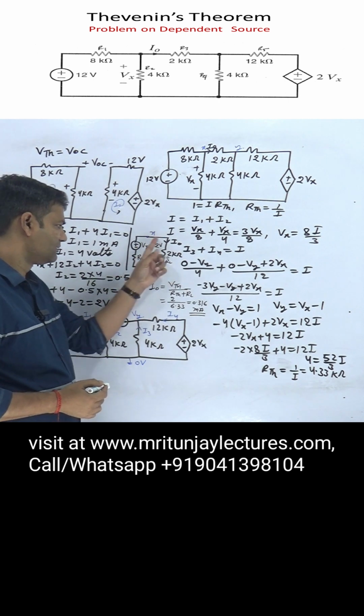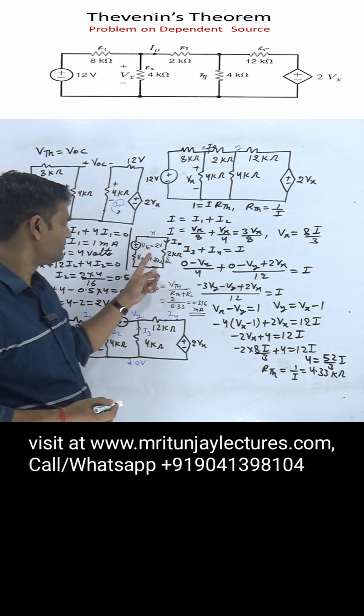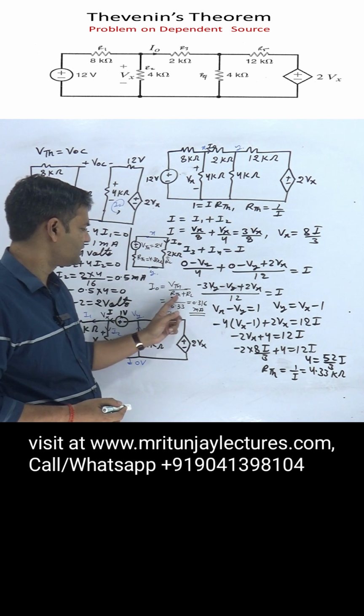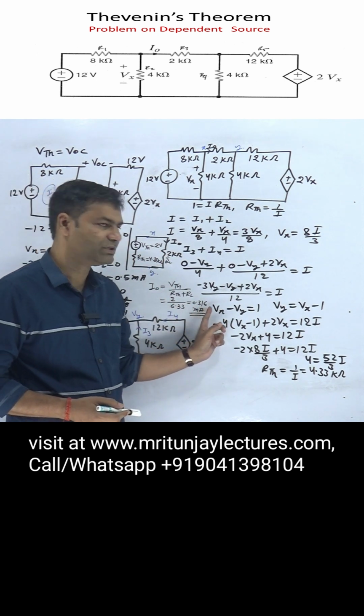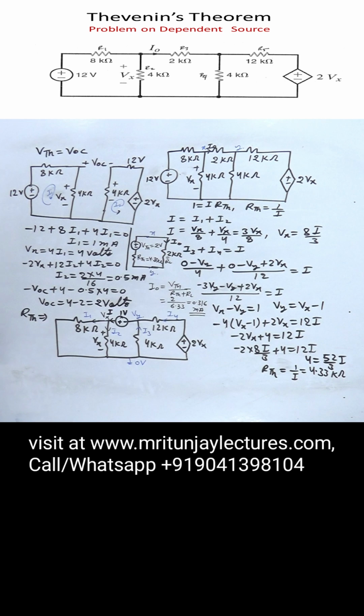After that, I naught is VTH divided by the sum of these two resistances, then we get 0.316 milliampere, which is the right answer.